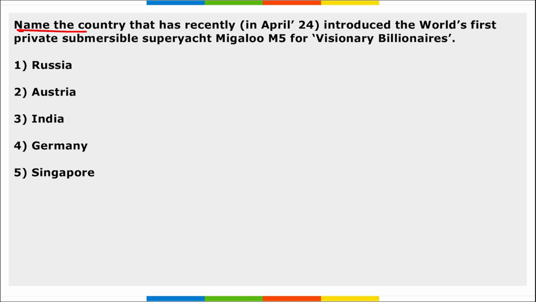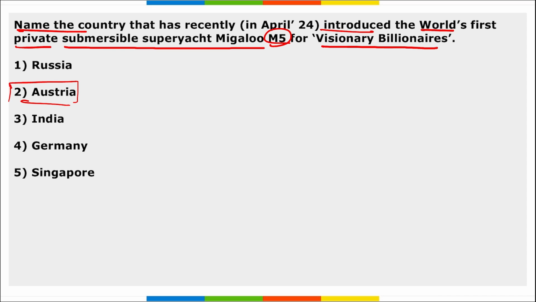Next, name the country that has recently introduced the world's first private submersible super yacht Migelo M5 for visionary billionaires. It is Austria, right? Austria is developing a huge submersible luxury super yacht, right? That is for billionaires. It is named as Migelo M5.